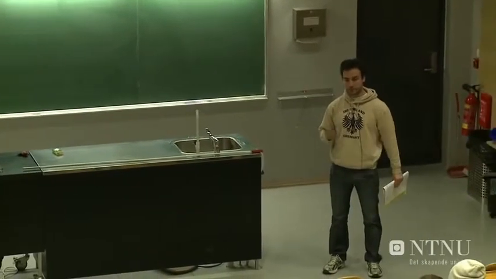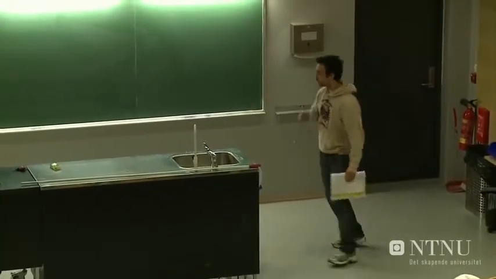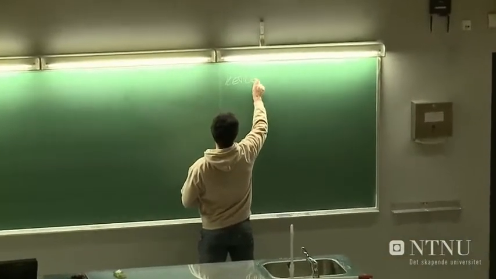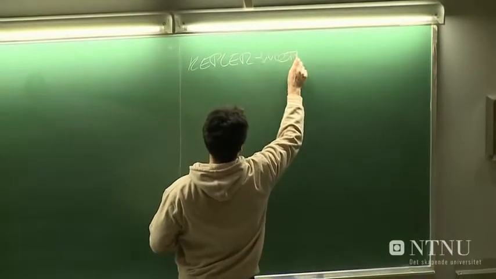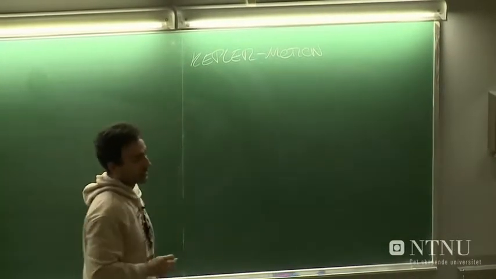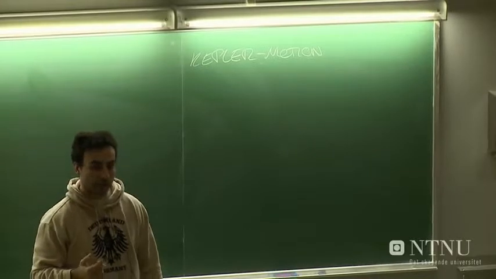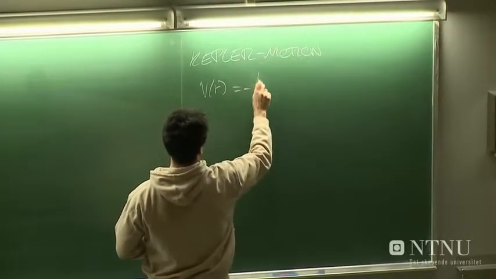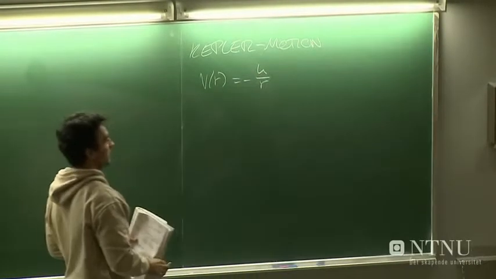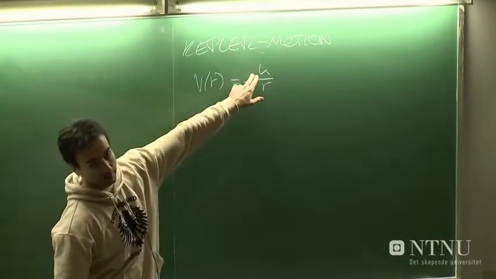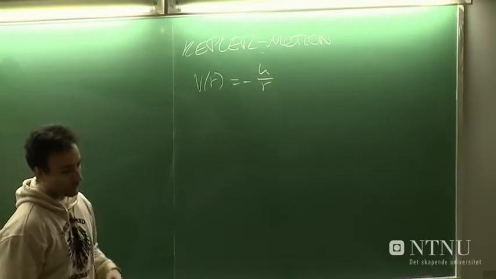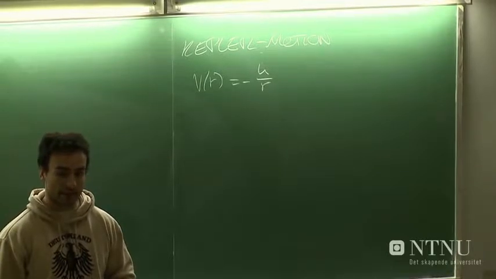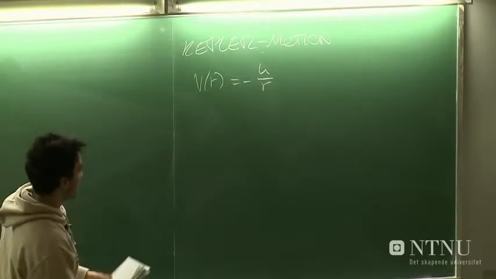I thought we could just begin with a short recap of yesterday's topic, where we considered in detail the motion of a particle moving in a so-called Kepler potential, which looks like this, where k is some constant. And we were able to derive in some detail that you could obtain a quite compact expression for the trajectory of the particle.